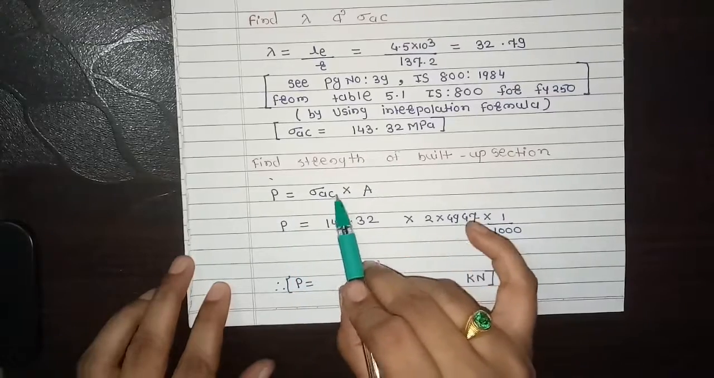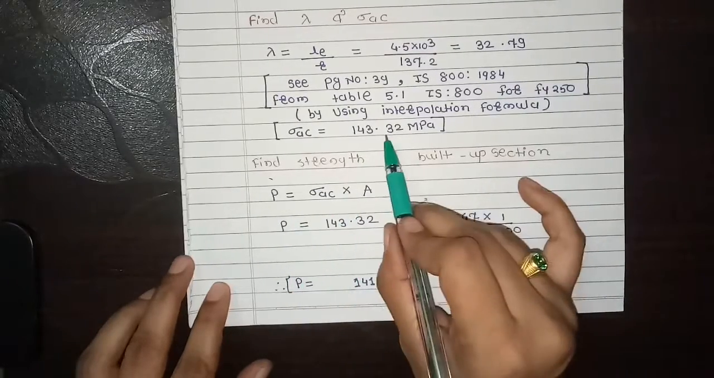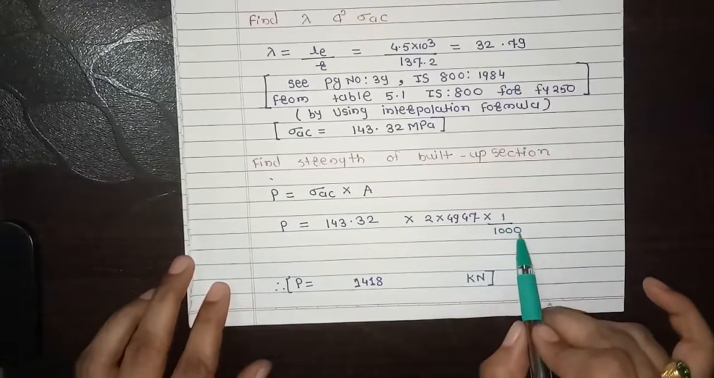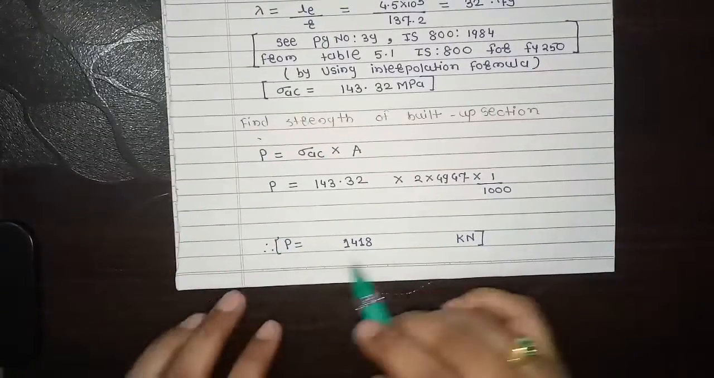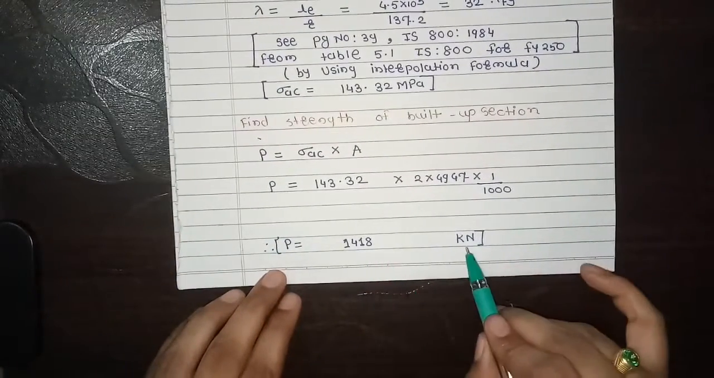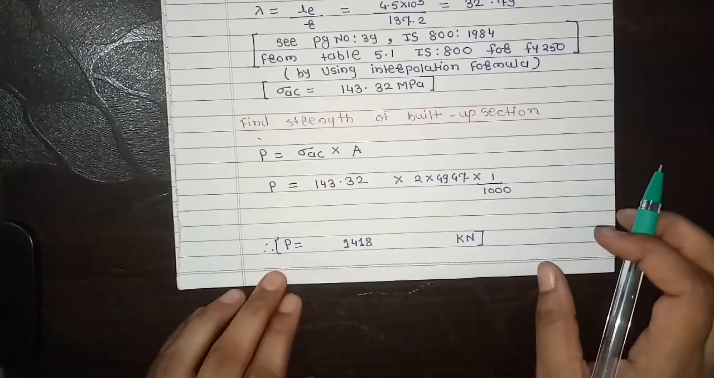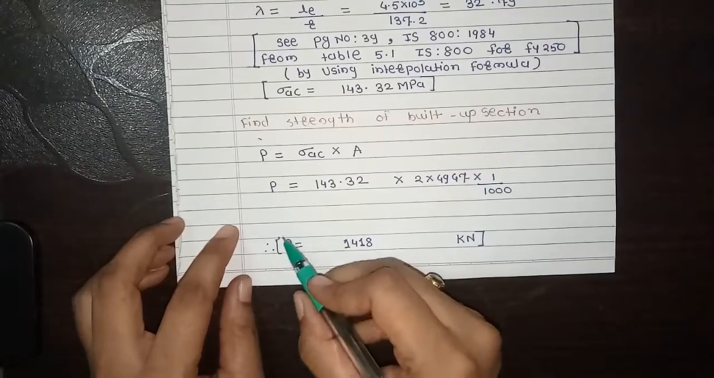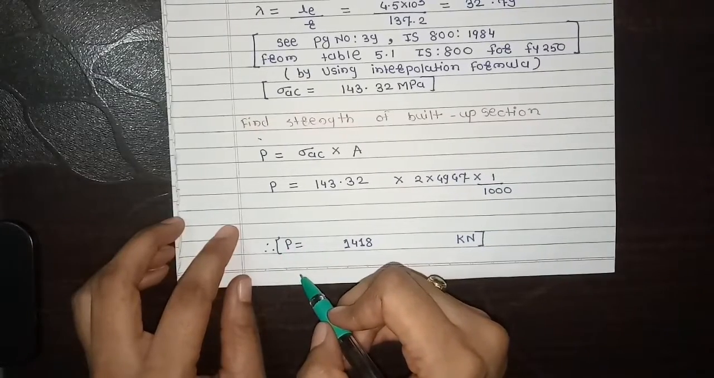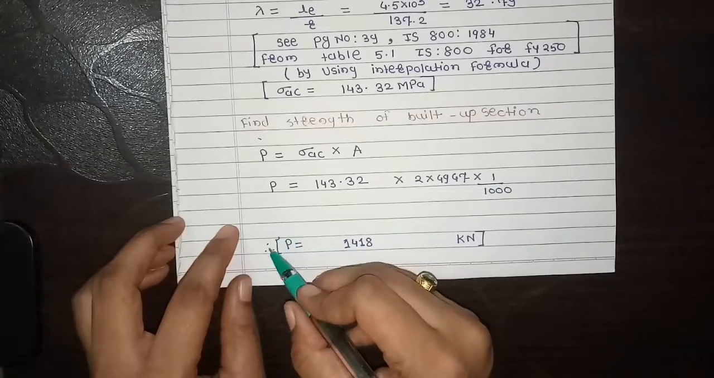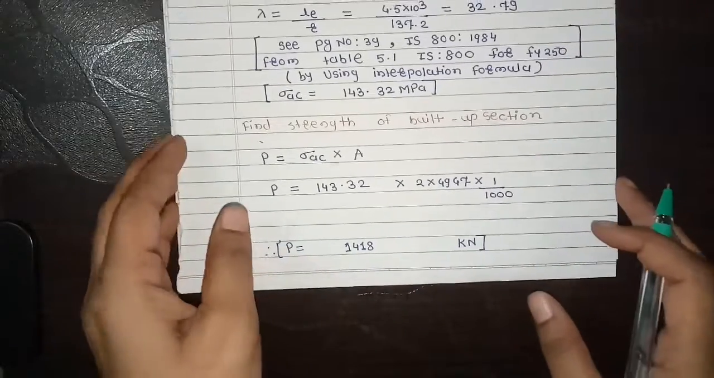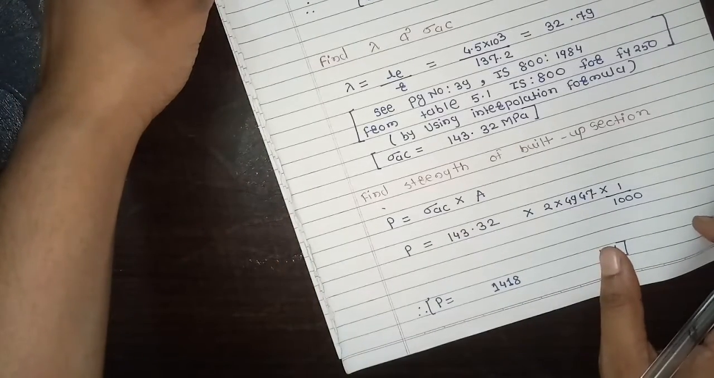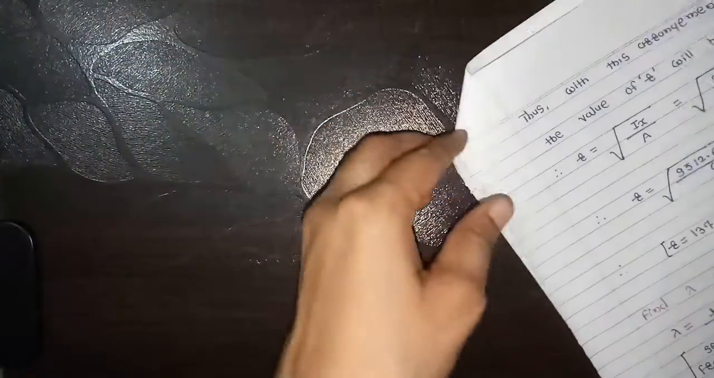And the strength of the built up section is also the same as the first condition. P is equal to sigma AC into A, so P is equal to 143.32 into 2 into 4947 into 1 by 1000. Then we get P is equal to 1418 kilonewton. So it is clear that the strength of the built up section, whether placed back to back or face to face, is the same.